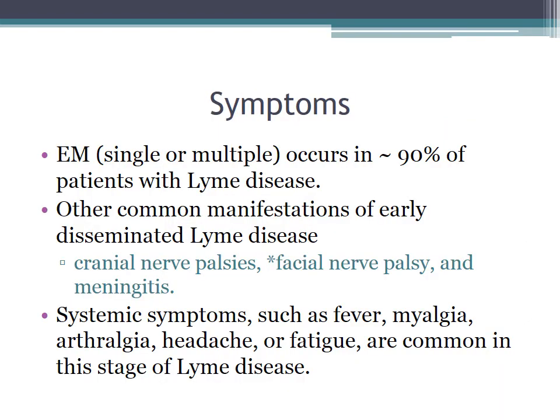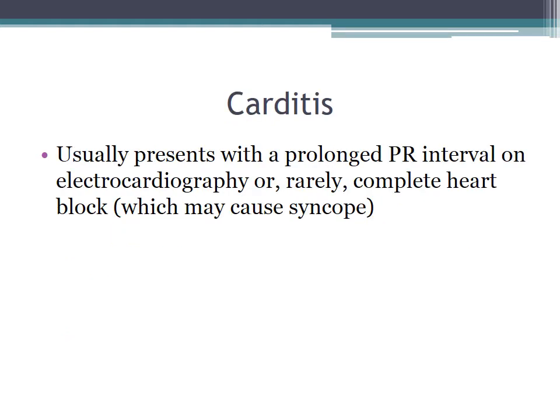Turning to symptoms, erythema migrans, whether single or multiple, occurs in about 90% of patients with Lyme disease. Other common manifestations of early disseminated Lyme disease include cranial nerve palsies, particularly facial nerve palsy, and meningitis. Systemic symptoms like fever, myalgia, arthralgia, headache, or fatigue are common in this stage of Lyme disease. Carditis usually presents with a prolonged PR interval on EKG or, rarely, complete heart block, which in some cases may result in syncope.